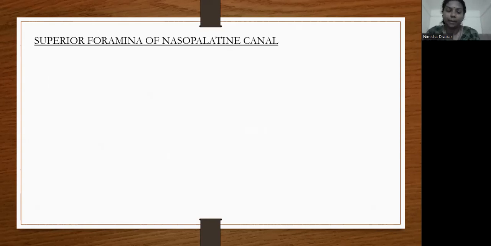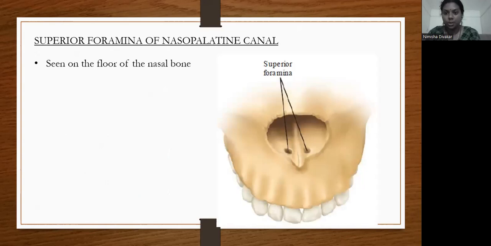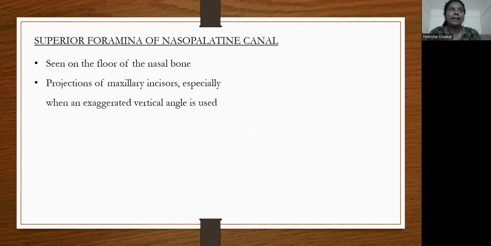Next one is the superior foramen of the nasopalatine canal. We already said the nasopalatine foramen or incisive foramen is the terminal opening. Now there is a superior foramen of the nasopalatine canal, which is seen in the floor of the anterior nasal fossa. This is the anatomic location of the superior foramina of the nasopalatine canal. It commonly does not appear on an anterior radiograph, but when a steep or exaggerated vertical angle is used, it appears on a projection of a maxillary incisor.